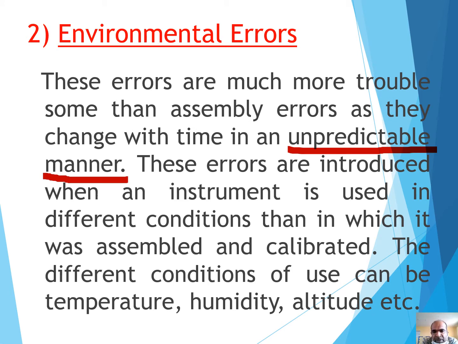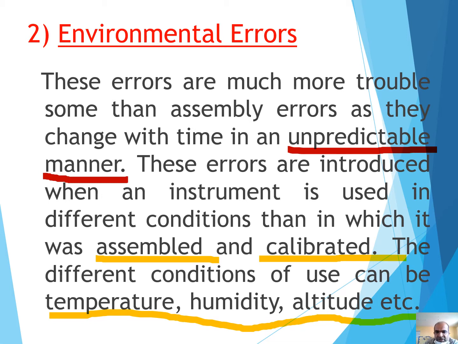These errors are introduced when an instrument is used in different conditions than those in which it was assembled or calibrated. So when we are using it in different conditions from where it was assembled and calibrated, we are going to have this error called environmental error. The different conditions of use can be temperature, humidity, altitude, etc. If temperature is changing, humidity is changing, height is changing, then there is bound to be the error known as environmental error.